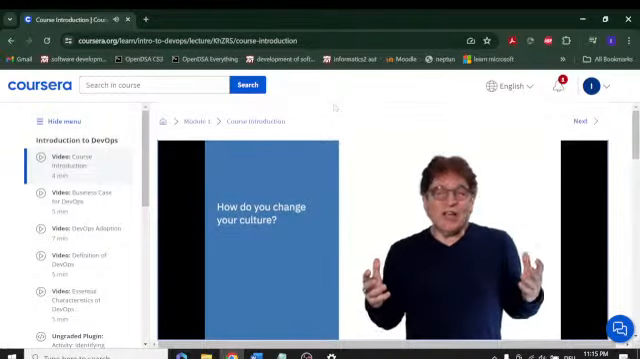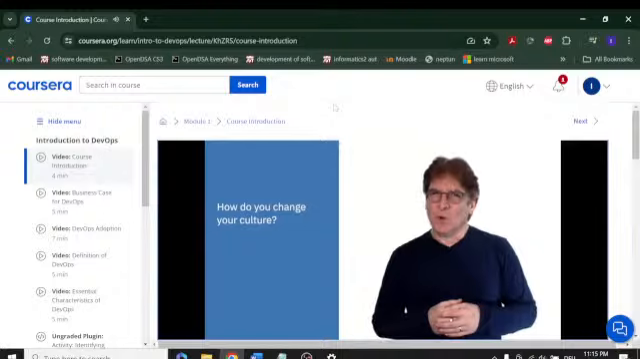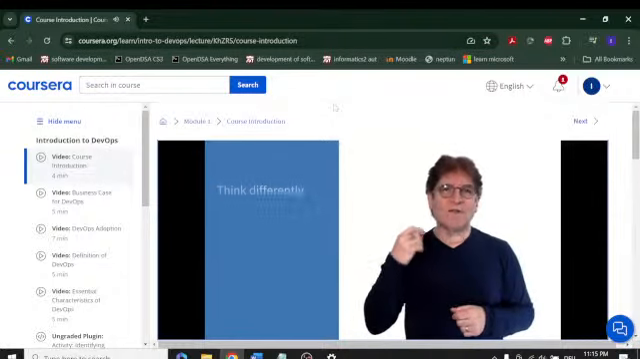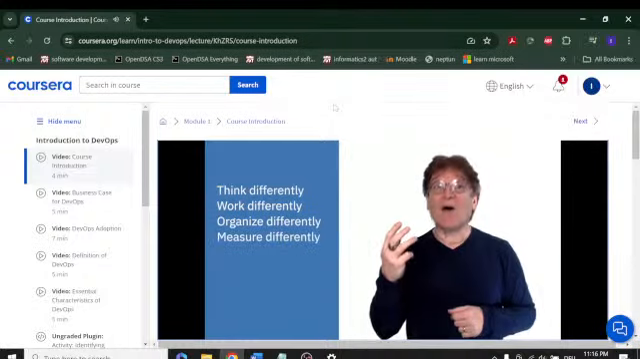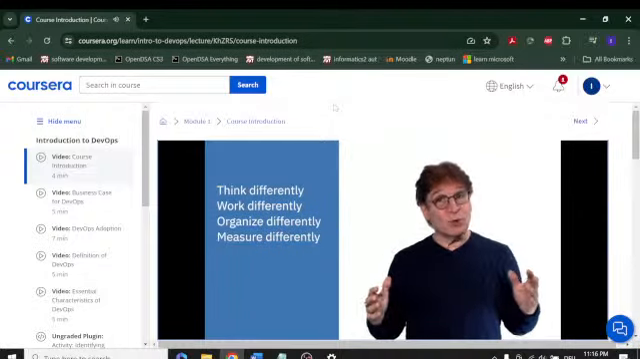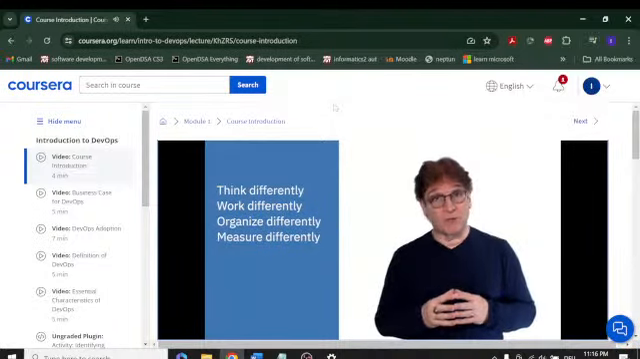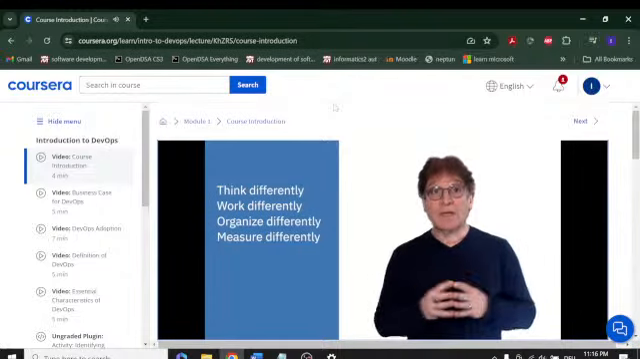So, how do you change a culture? In order to change your culture, you need to learn new ways of how to think, how to work, how to organize, and how to measure. Throughout this course, we'll look at how businesses are being affected by disruption and how a DevOps culture can help.